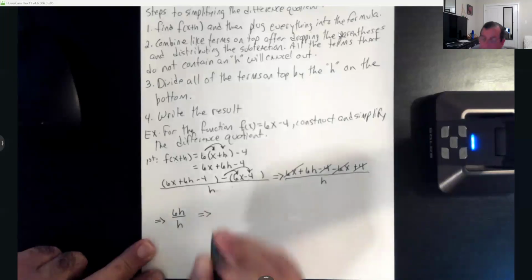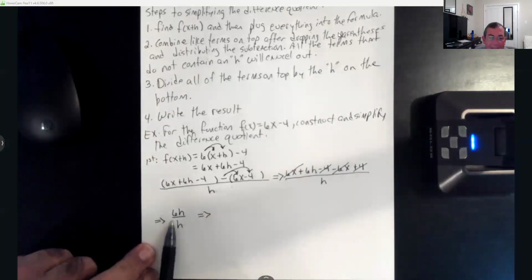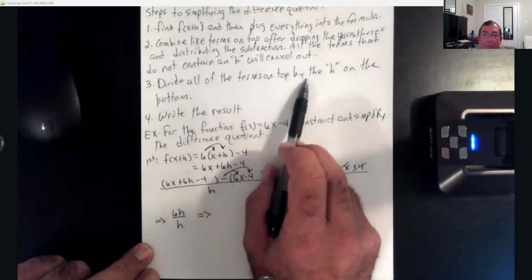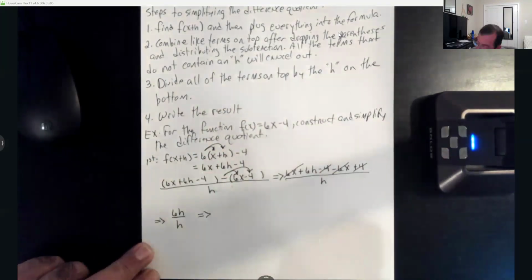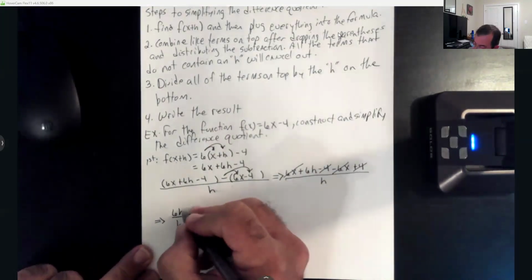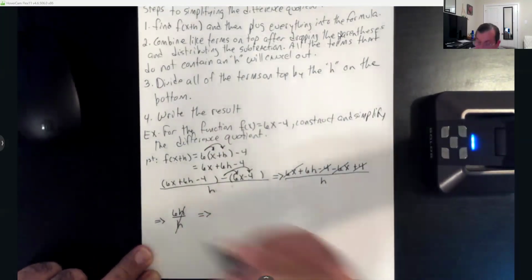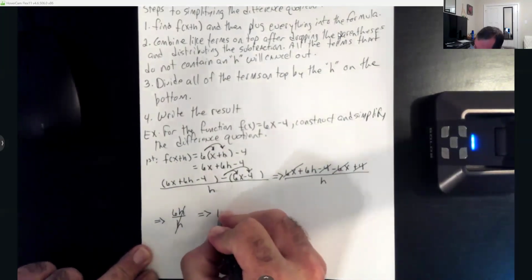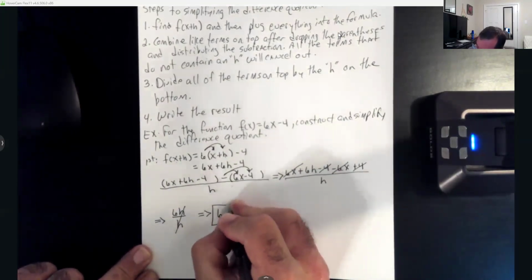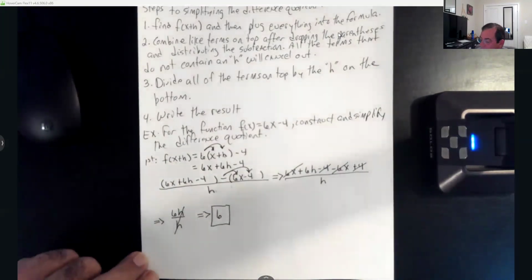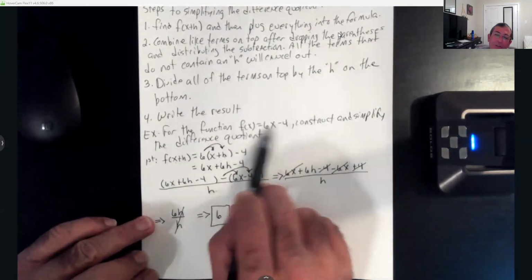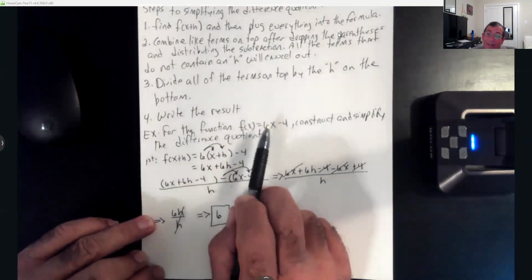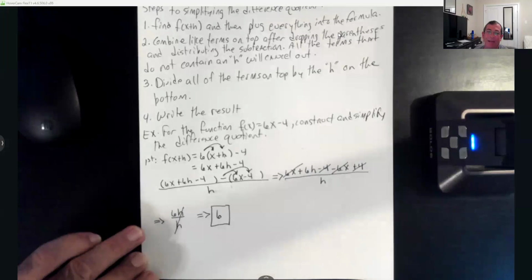And y'all, this will simplify because now I divide all the terms on top by the h on the bottom. So when I divide this top by the bottom, those h's are going to cancel out, and my final answer is 6. But y'all, we knew that because this was a straight line, and the slope of a straight line is the number in front of the x. So notice, we got the same thing, okay?